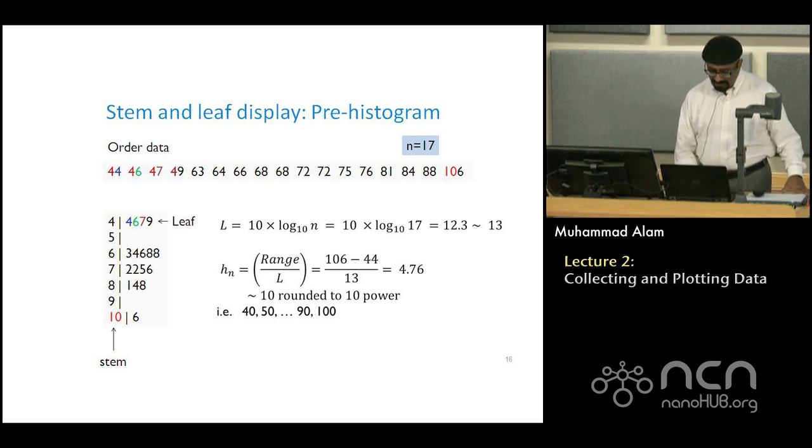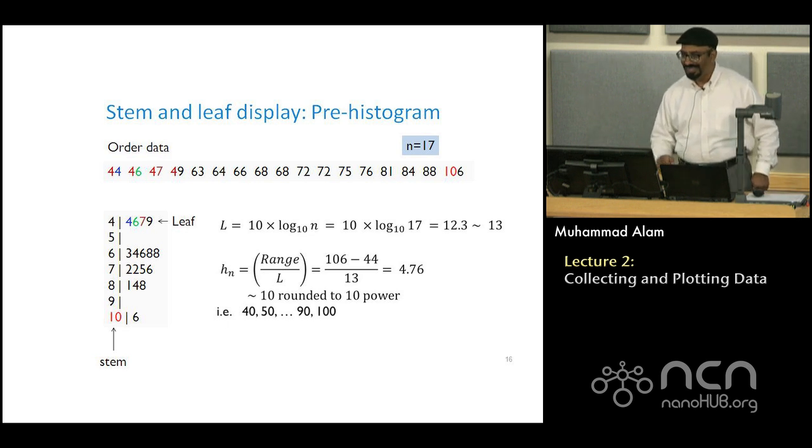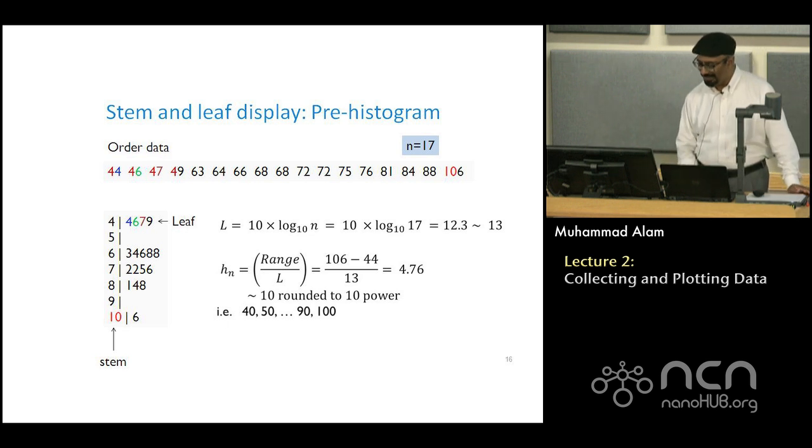So let's see. First of all, do you see that what I'm going to show you, if you turn it 90 degrees, begins to look like a histogram? If you turn it 90 degrees, whatever I'm going to do, it is like a histogram. So what is done? In the stem, what you do is you take this 4, 4, and then 6, 5, 6.